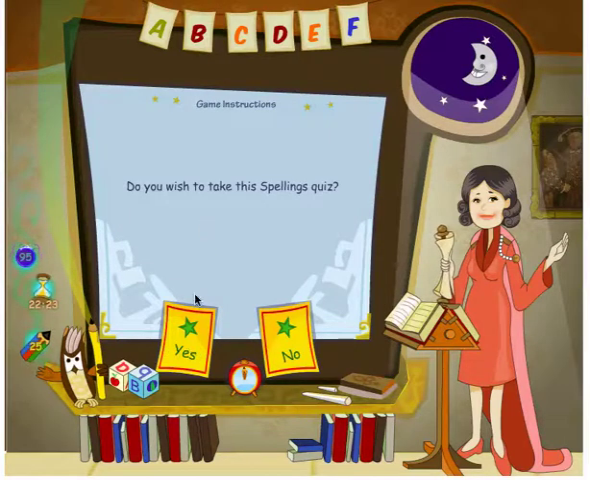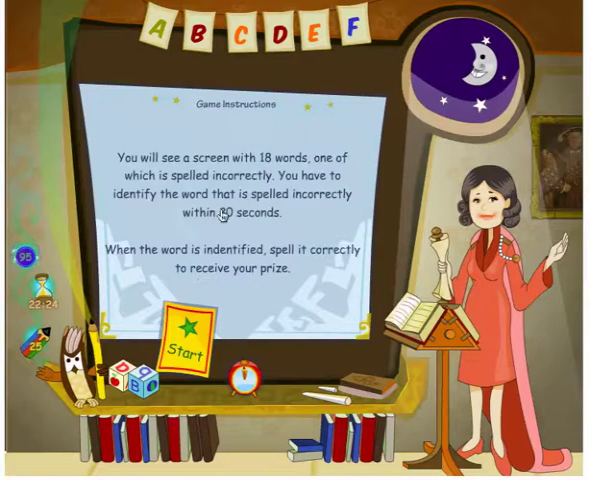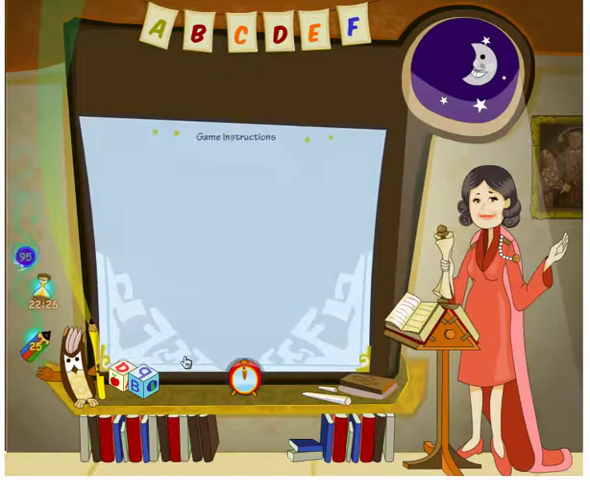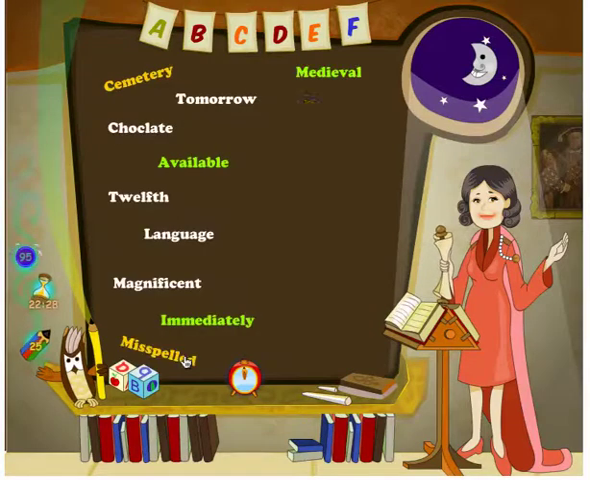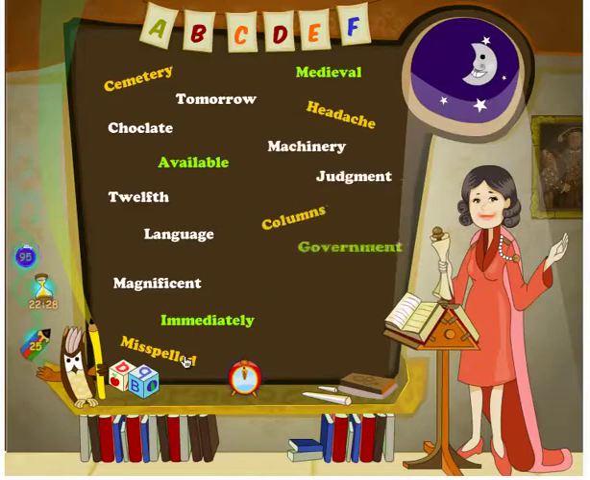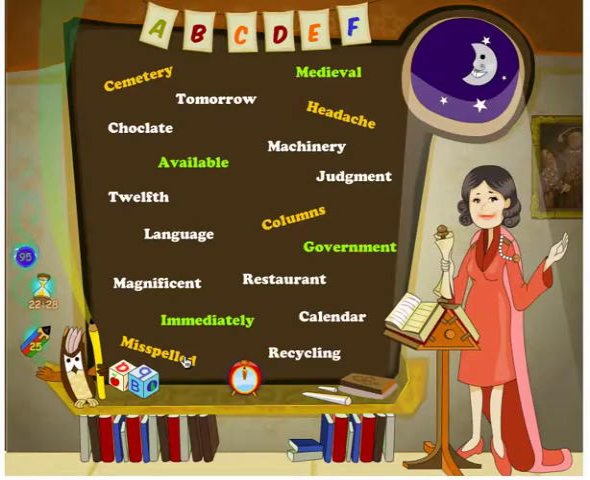Do you wish to take the spellings quiz? Yes. You will see a screen with 18 words, one of which is spelled incorrectly. You have to identify the word that is spelled incorrectly within 20 seconds. When the word is identified, spell it correctly to receive your prize. Click Start. Here we go. So here are all the words. Now I have 20 seconds. This little clock's going to start.